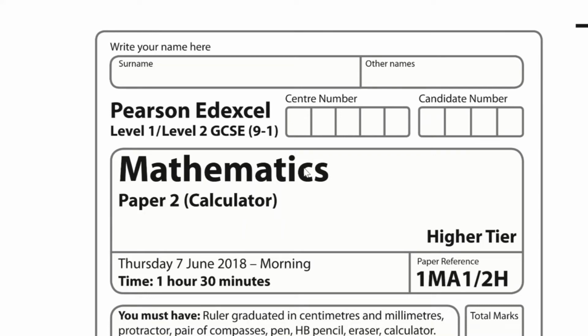This is the Edexcel GCSE 9-1 Maths Paper 2 from the June 2018 series, and this is from the higher tier.